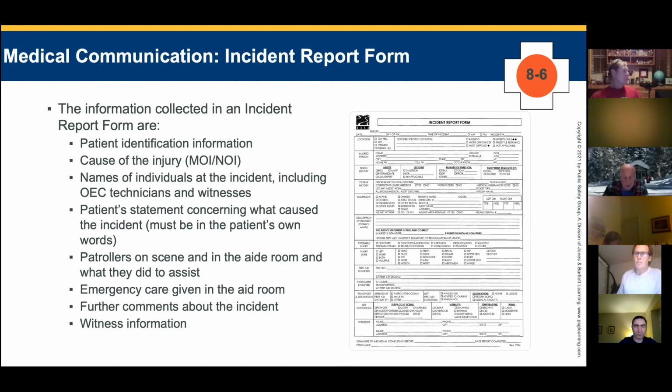Okay. I think we see here on the big slide the information that's collected: patient identification, names, witnesses, the first aid care that we gave on the hill, and what we gave them in the first aid room. And of course, witness information is very critical. I saw him fall, he was skiing out of control. You want that witness's name so that if something does happen, we can take care of it.